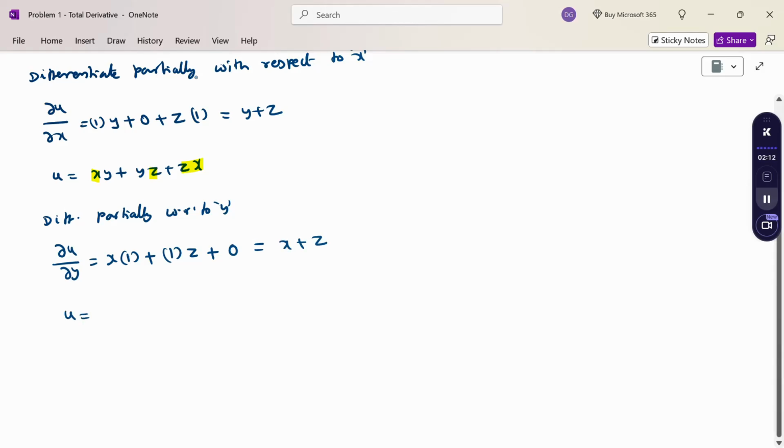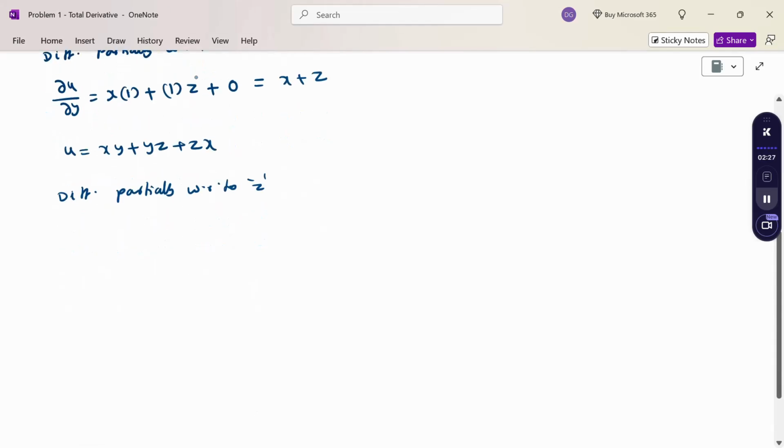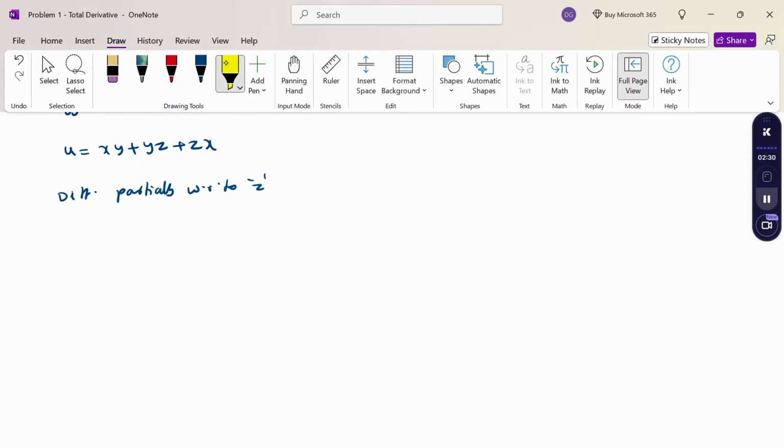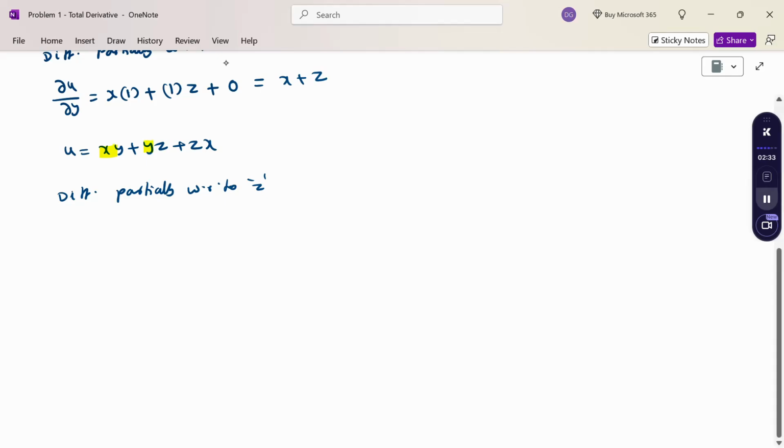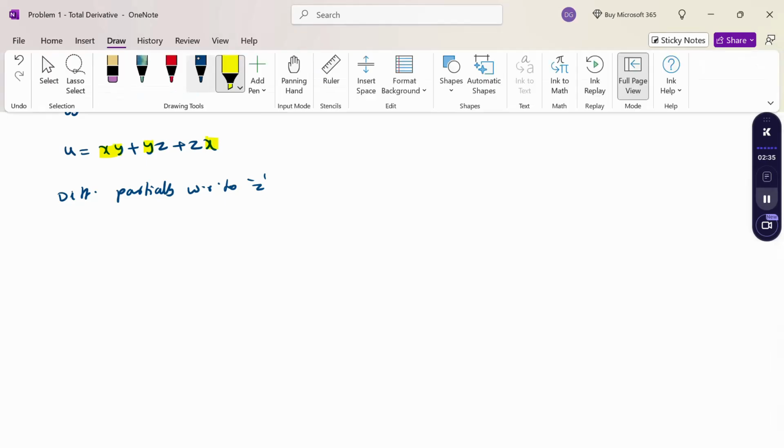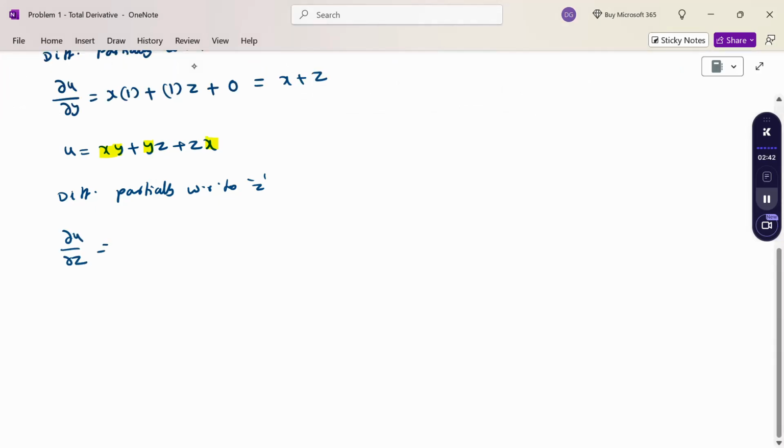Then I'll take u, whatever is given in the question, xy plus yz plus zx. Now differentiate partially with respect to z. Other than z, the values are constant: xy constant, y constant, and x constant. Only z is the variable. Dou u by dou z equals xy constant, so 0, plus y constant with z derivative 1, plus z derivative 1 with x constant. Therefore, y plus x.